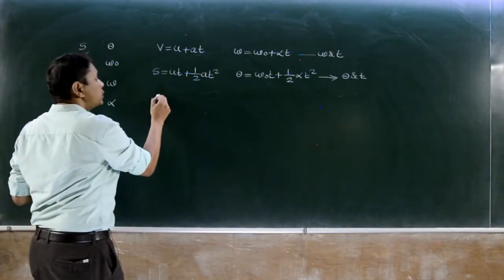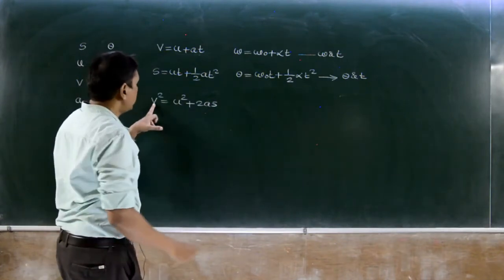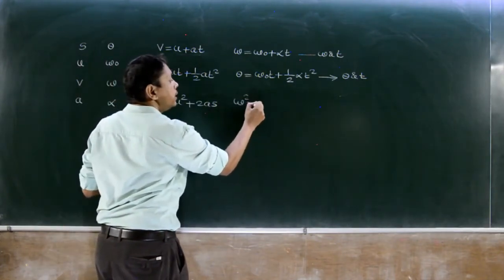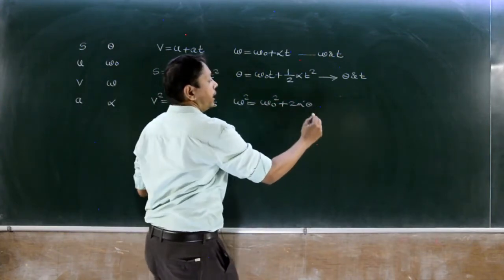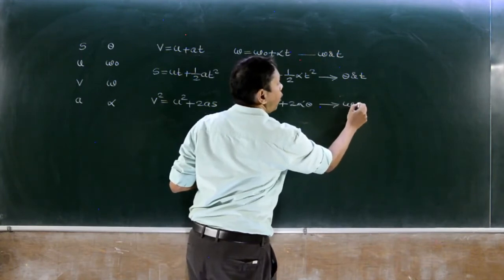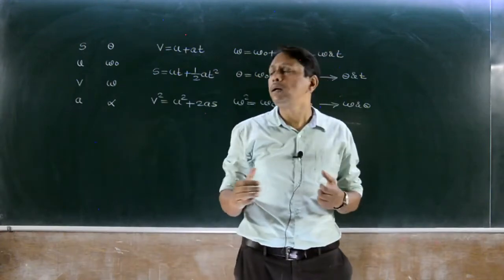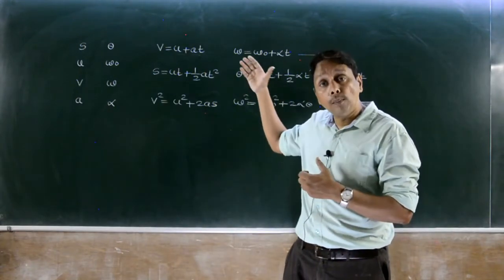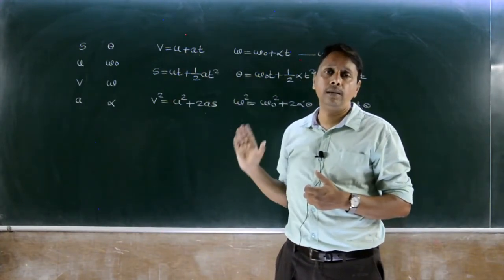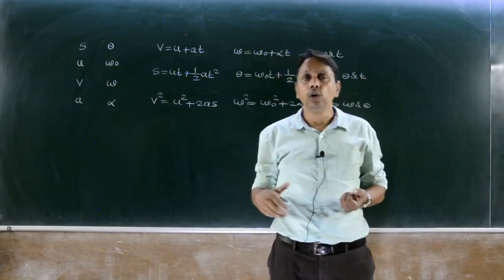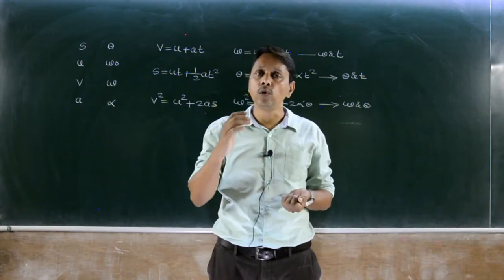Third equation: v square equals u square plus twice a s, so omega square equals omega naught square plus twice alpha theta. It is in terms of omega and theta. So like this you have to remember the angular motion, circular motion equations and terms with reference to the linear equation terms. This is also important. Hope you understood this video.